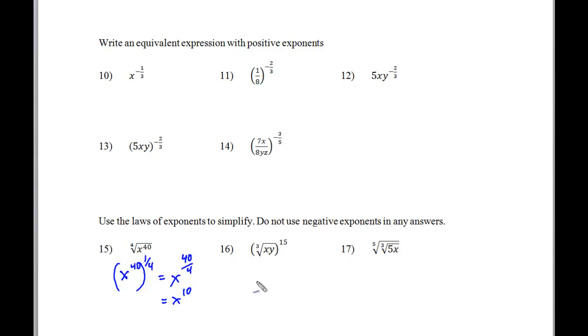This, inside the parentheses, can be written as xy raised to the 1/3 power. But then the whole thing is raised to the 15th power. And since this is a power to power rule, 1 times 15 is 15 divided by 3, this becomes xy raised to just the 5th power, because 15 divided by 3 is 5.